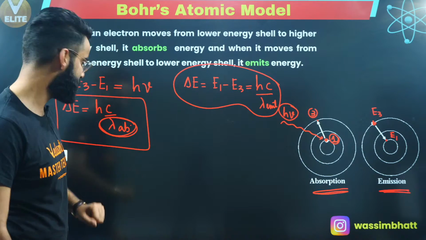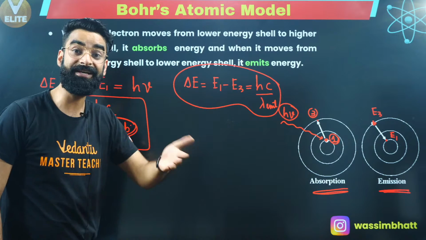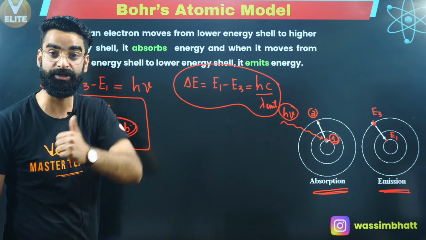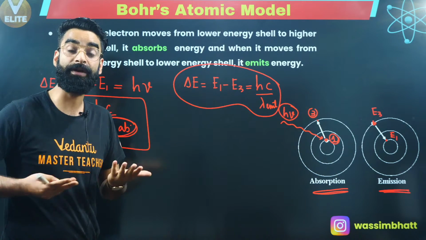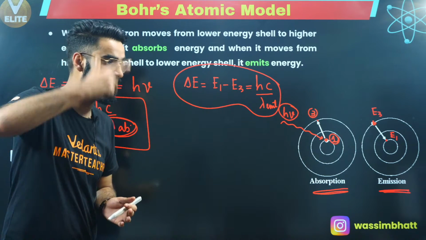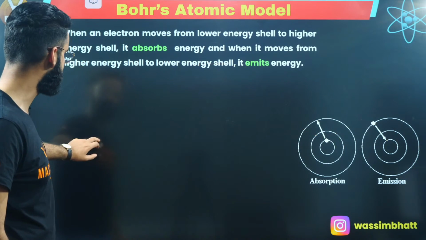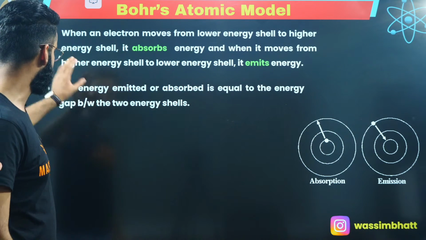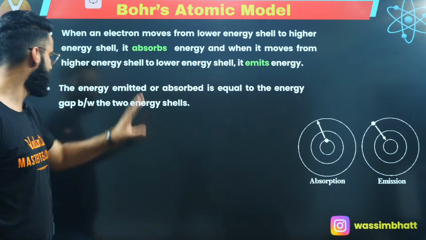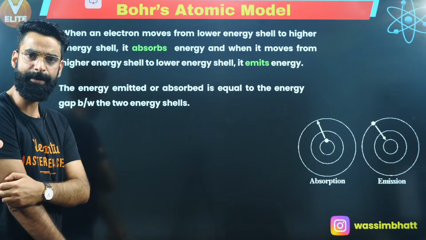How to calculate the wavelength of the photon emitted when the electron moves from higher energy state to lower energy state, right? How to calculate the wavelength of the photon absorbed by the electron when the electron moves from lower energy state to higher energy state. Everything will be discussed in detail in the spectrum, right? So the energy emitted or absorbed is equal to the energy gap between the two energy shells. As simple as that, yeah?